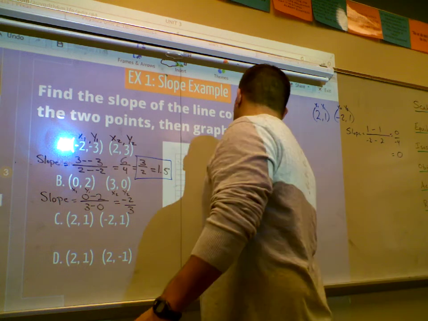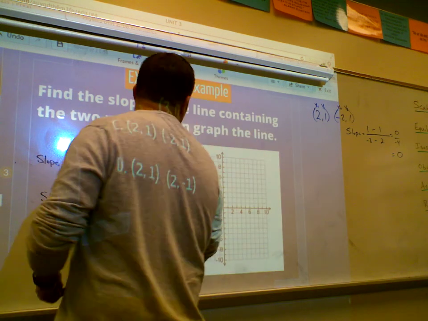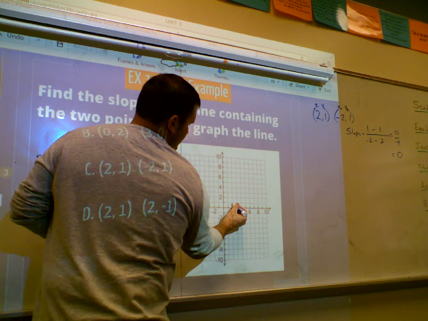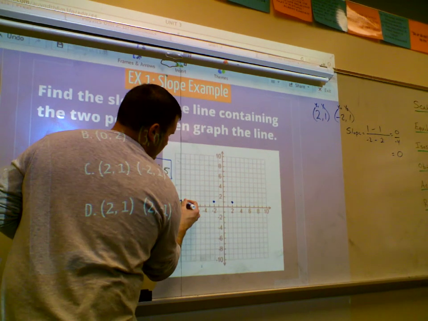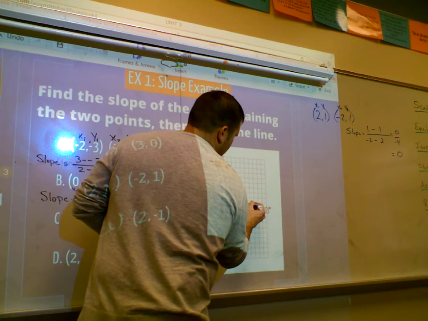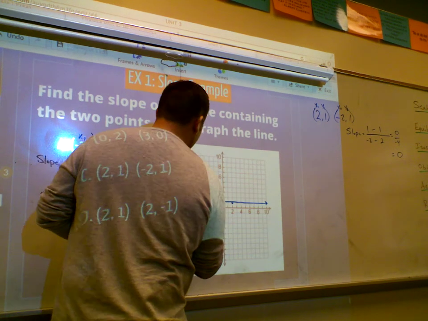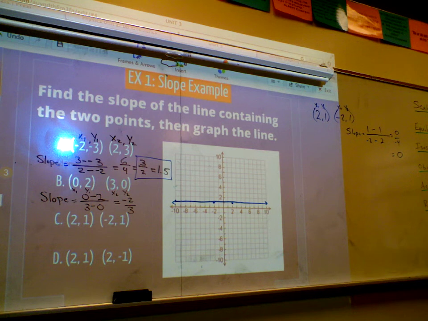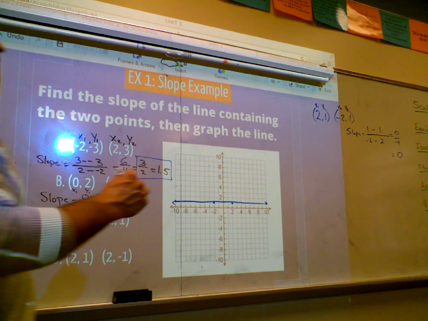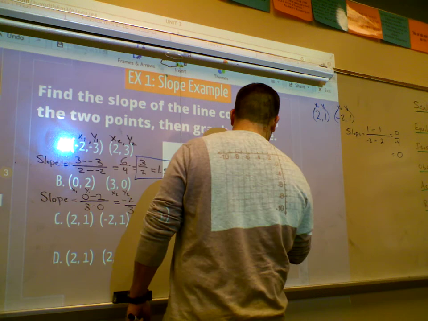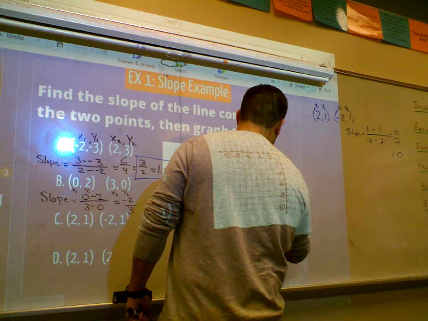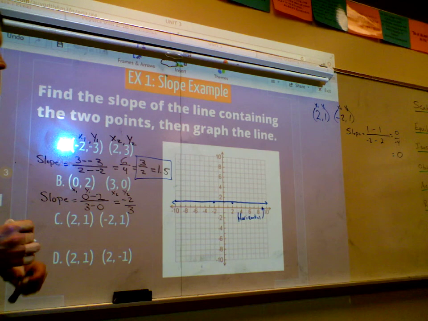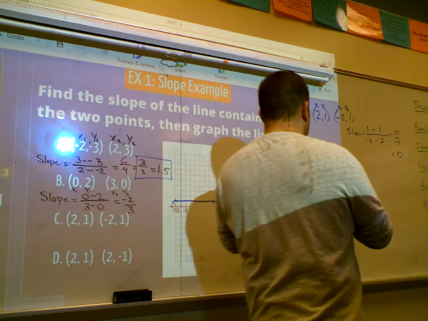Okay? So let's graph this one. (2, 1), (-2, 1). Straight line, right? What type of line is that called? Horizontal. So this is a horizontal line. And that line is horizontal, right? Okay, let's try the other one.